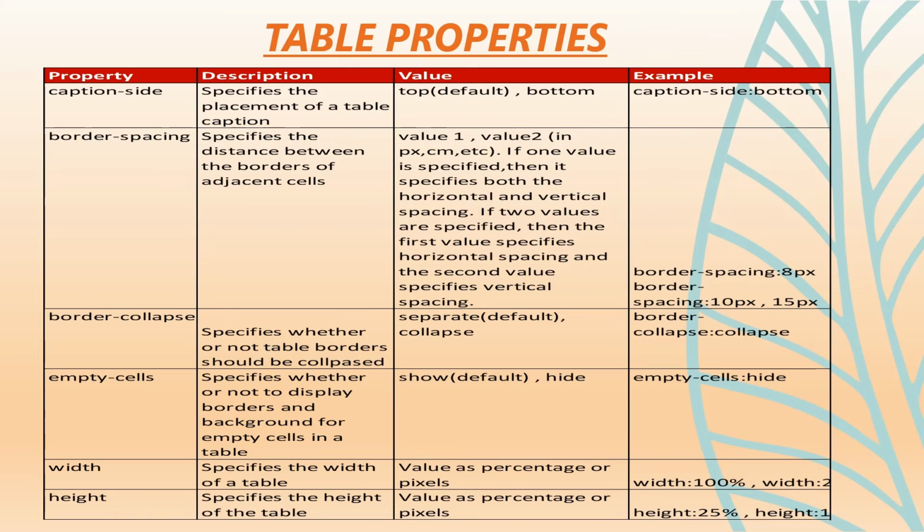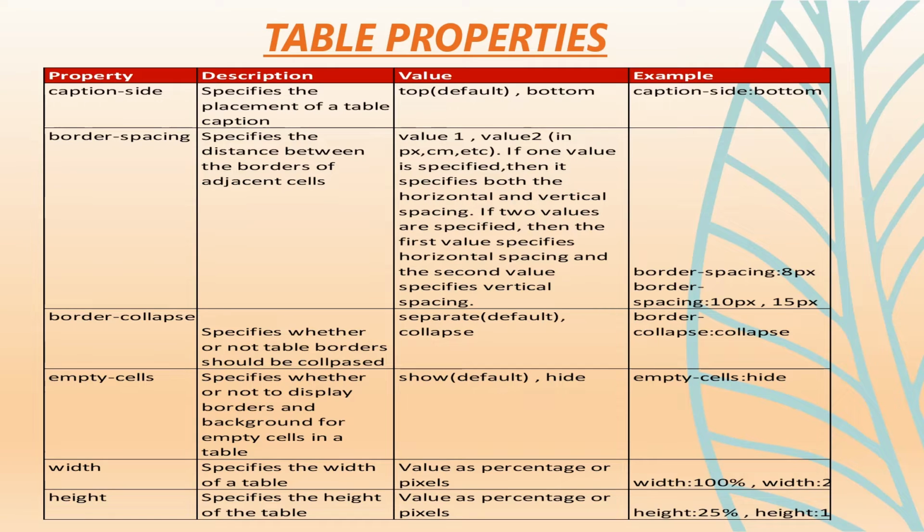And these are the various table properties: caption-side, border-spacing, border-collapse, empty-cells, width and height. Caption-side is where you want to place the caption, either at the top or at the bottom. Border-spacing specifies the distance between the borders of adjacent cells. Border-collapse specifies whether the table borders will be collapsed or not. If it is not collapsed, then individual cell borders will also be visible.